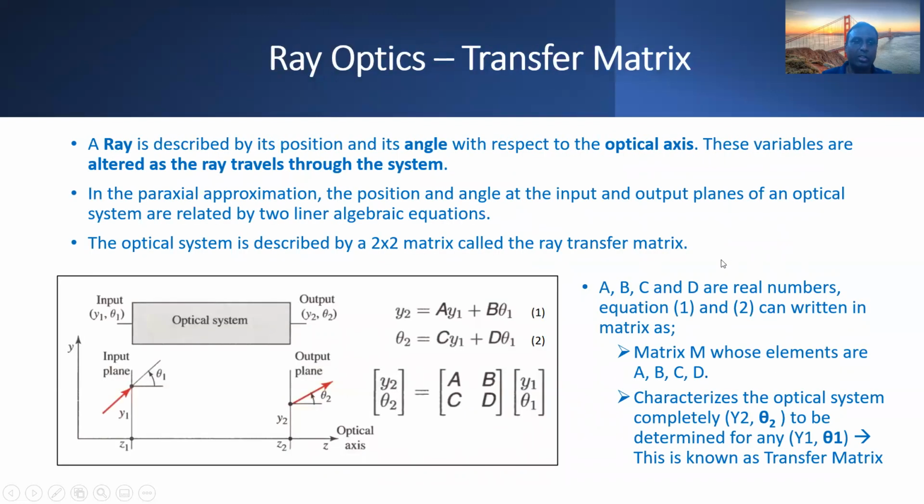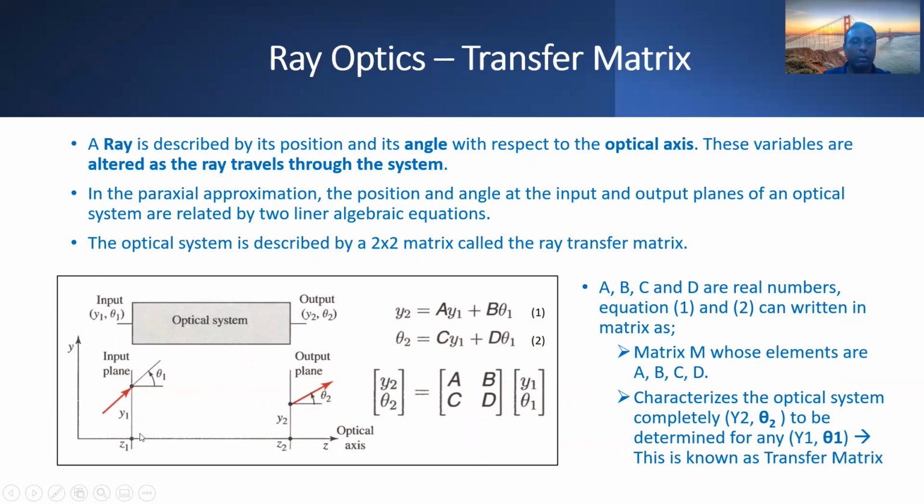Next is the transfer matrix. A ray is described by its position and its angle with respect to the optical axis. These variables are altered as the ray travels through the system. In the paraxial approximation, the position and angle at the input and output planes of an optical system are related by two linear algebraic equations. The optical system is described by a 2x2 matrix called the ray transfer matrix.